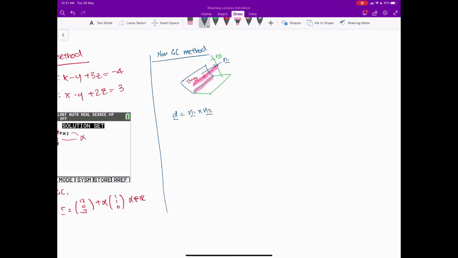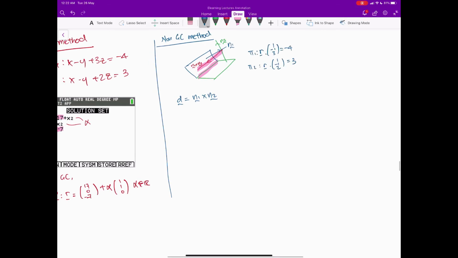Once I get the direction, what I can do is quickly take N1 cross N2, and you should derive 1, 1, 0 as well. If not, you might get -1, -1, 0, but essentially they're the same thing, because for the direction of your line or the normal of your plane, you can always bring out the scalar multiple.